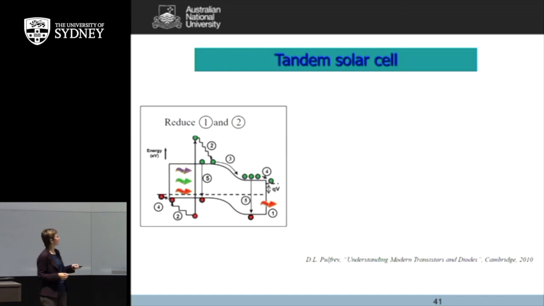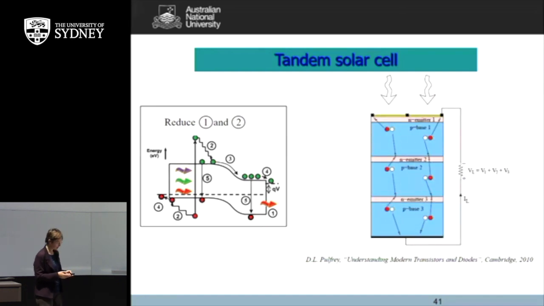So what can we do about that? One solution is to use what's called a tandem solar cell. What we're doing here is we're stacking a few different solar cells on top of each other. These solar cells can have different electronic band gaps, and that means you can make much better use of the solar spectrum. So this one on top has a high band gap, so it's good at absorbing the blue light. The one in the middle would have a moderate band gap, and it would be good at absorbing maybe the yellow light, and the one at the bottom would have a low band gap and it would be good at absorbing the red light.